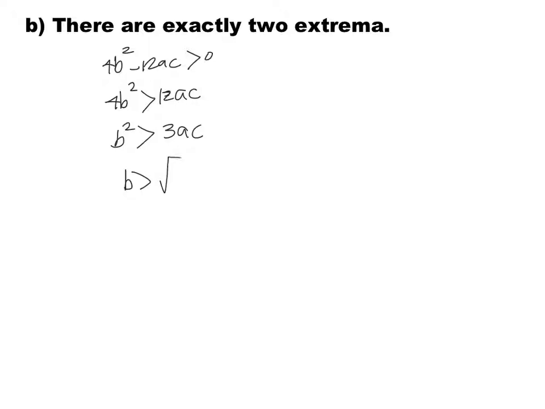The next part of the question says there are exactly two extrema. Remember, the equation that we found was 4b squared, the discriminant, minus 12ac. If we want exactly two extrema points, this has to be greater than 0, so 4b squared has to be greater than 12ac, or b squared has to be greater than 3ac. This inequality has two answers. One is b has to be greater than square root of 3ac, or b has to be less than negative square root of 3ac.